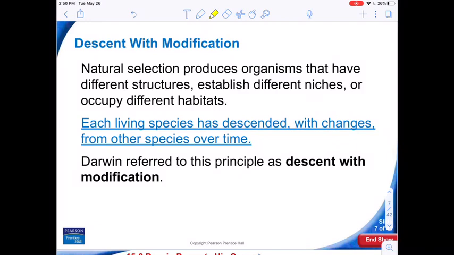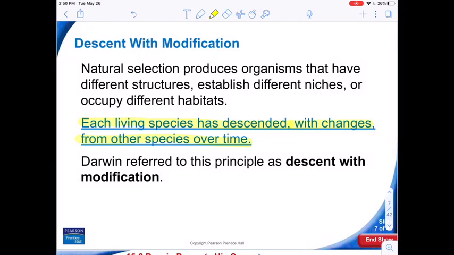So natural selection produces changes as organisms develop different structures, establish different niches. If you remember back in ecology, a niche is an organism's role in the environment, and occupy different habitats, a place where an organism lives. So each living species has descended with changes from other species over time. And this is the principle of descent with modification. And you'll see in a video you're going to watch for an Edpuzzle that as these species change over time, they branch off, become new species, but all living things can be traced back to that common species.